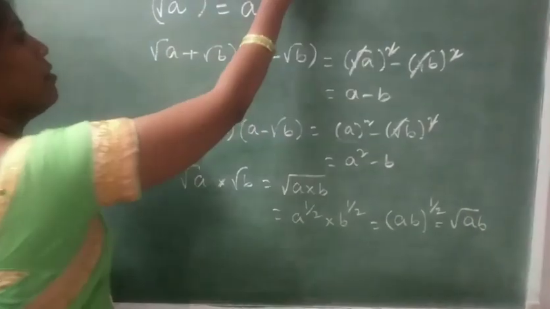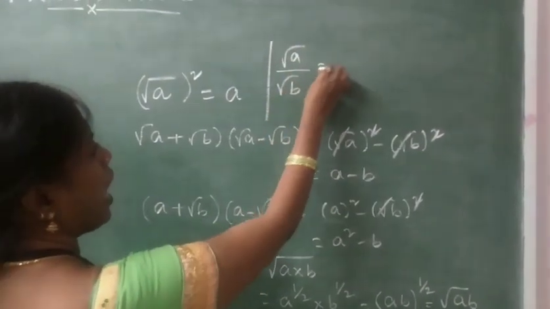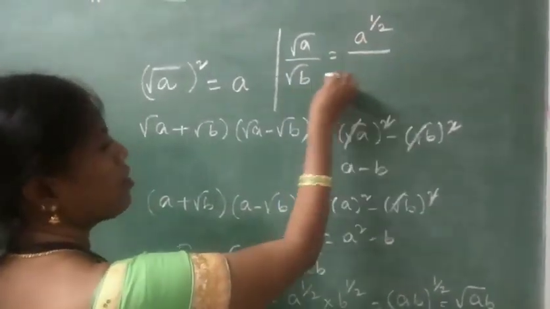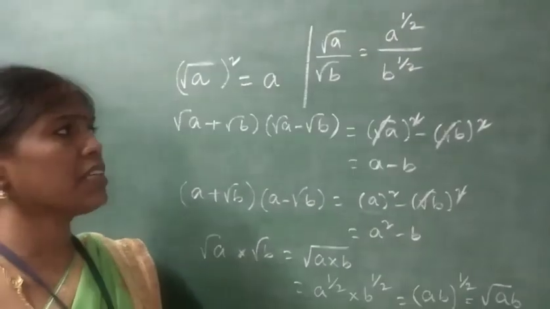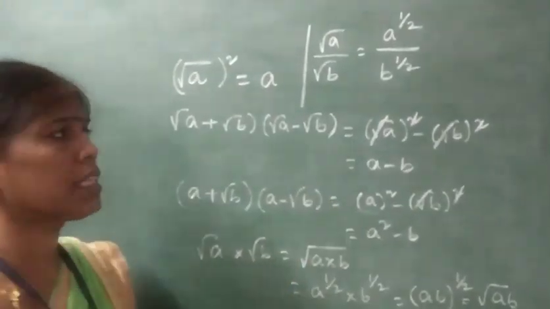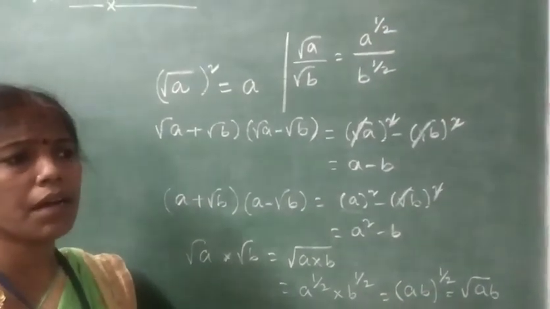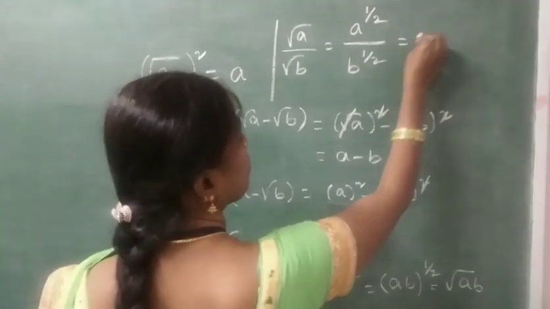And root a by root b. As we know, root a means a to the power of 1 by 2, and root b means b to the power of 1 by 2. So both have the same powers. So a power m by b power m. What is a power m by b power m? It is nothing but a by b whole power m.